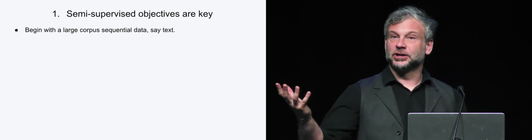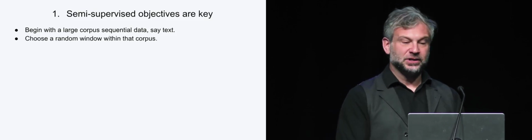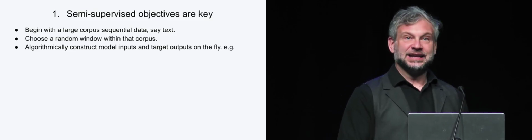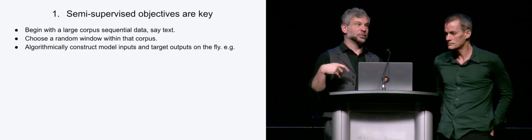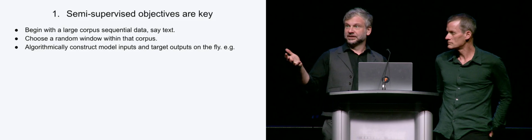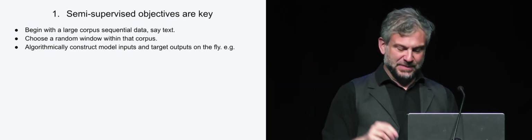So what's the basic program here? You begin with a large corpus of sequence data, say text, choose a random window within that corpus, and then algorithmically construct inputs and target outputs on the fly. And I want to underscore, I actually think doing it on the fly is part of what makes this method so powerful.